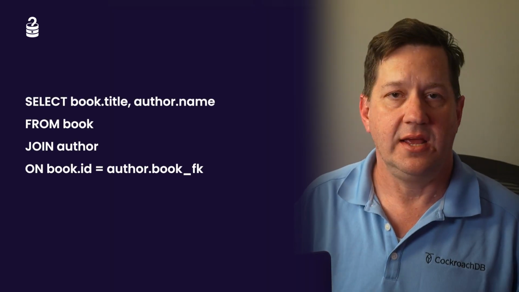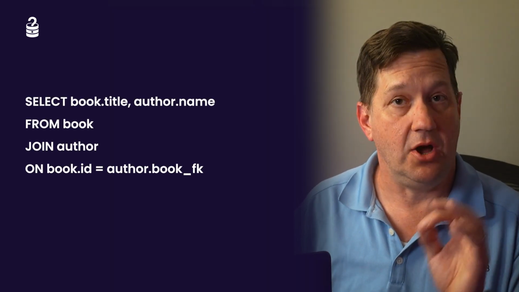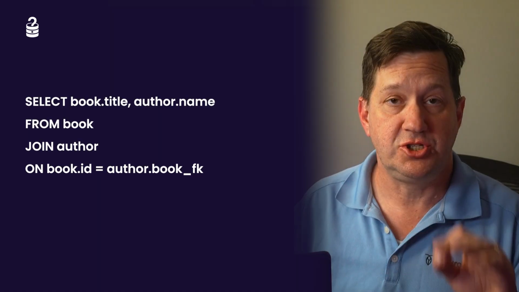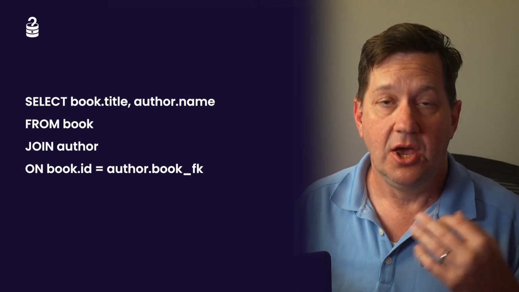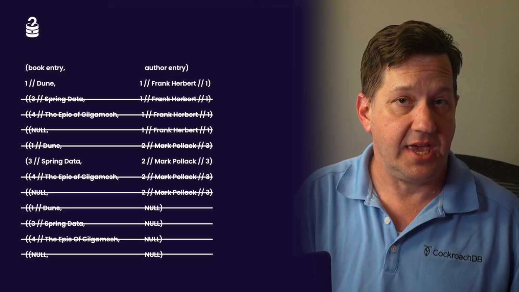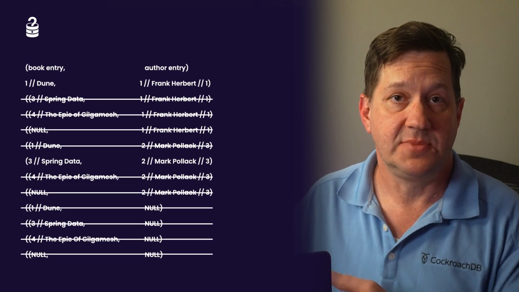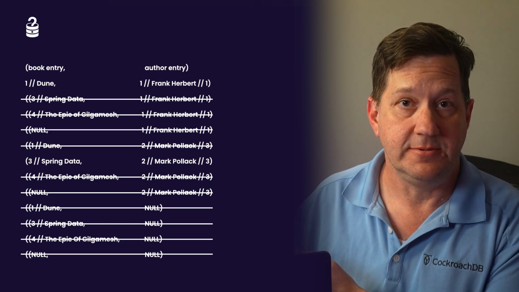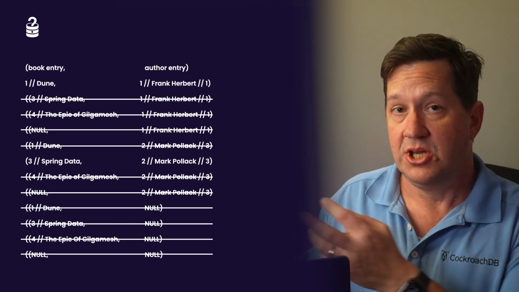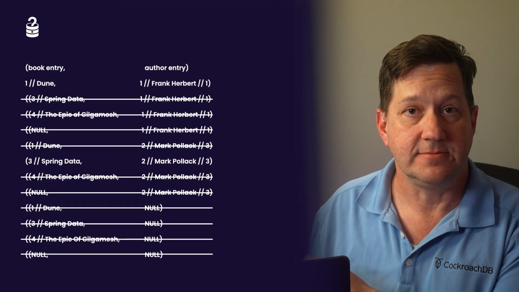If we were to write select book.title, author.name from book join author on book.id equals author.book FK, we should expect this. Book entry, author entry. 1, Dune. 1, Frank Herbert, 1. 3, Spring Data. 2, Mark Pollack, 3. Now, to be clear, we would have the exact same pairs of values we saw before, and that's because we're joining the exact same tables with the exact same values.